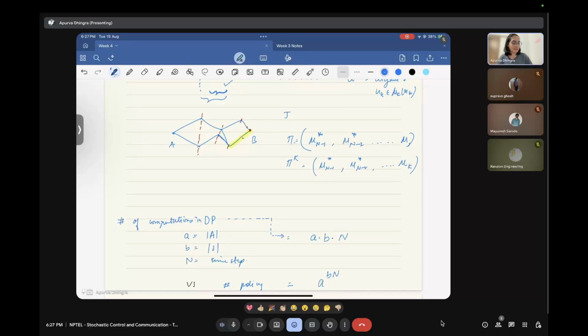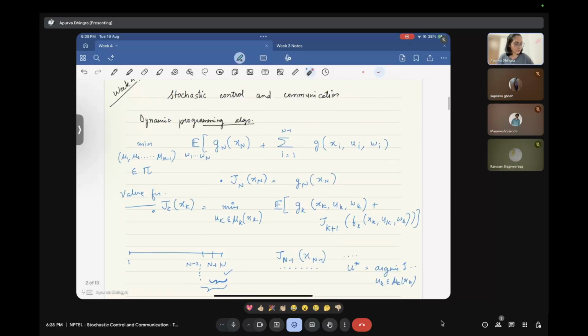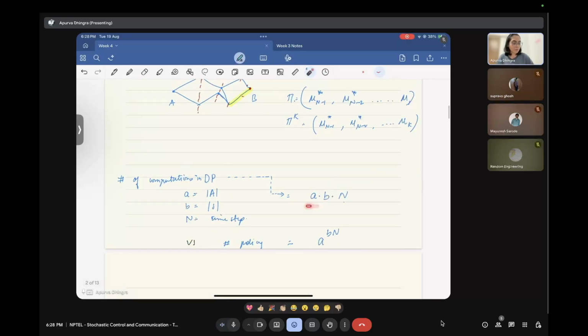Now look at the dramatic change. Here everything is simply multiplied with each other. There, they are exponential. So one of the benefits of using DP is that, by using the structure of the problem, which is the additive structure, the number of computations needed to get to the optimal is reduced significantly compared to searching over all the policies, which would have required huge computations.